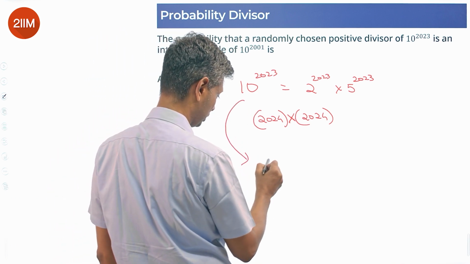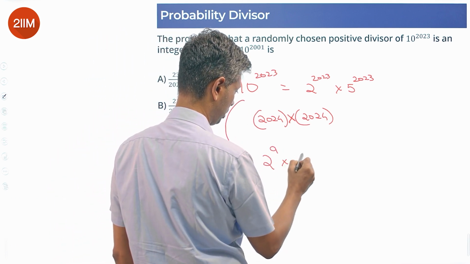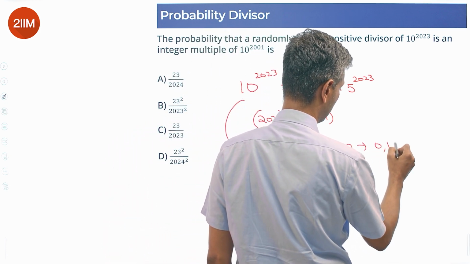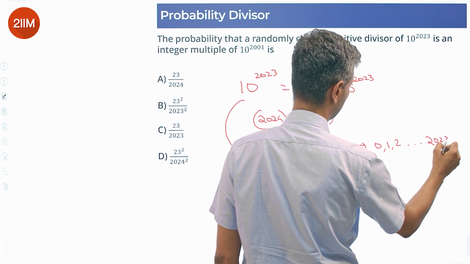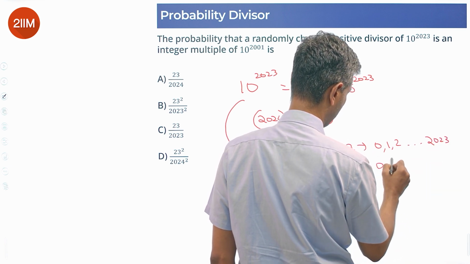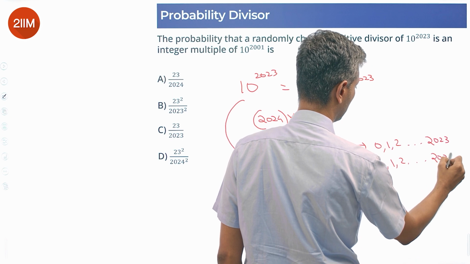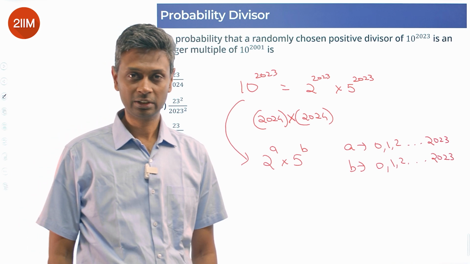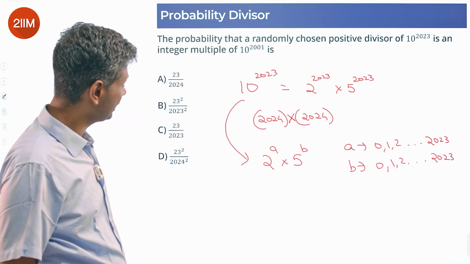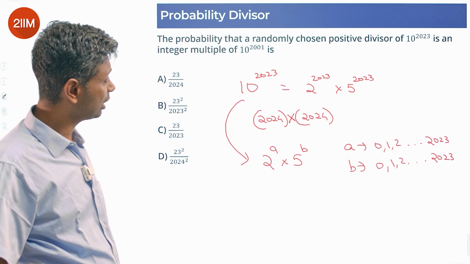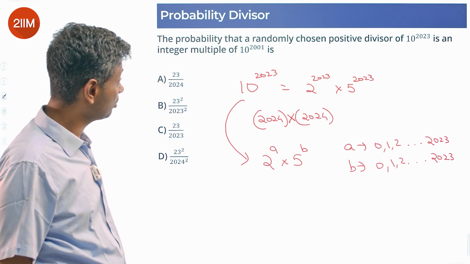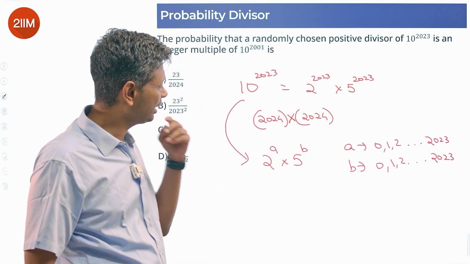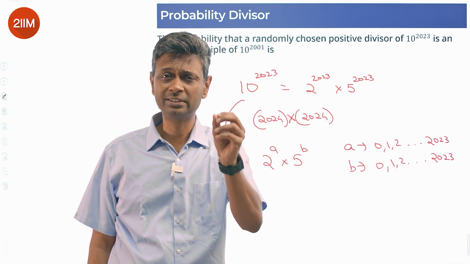Any factor of this number is of the form 2 power a into 5 power b. A can take all values from 0 to 2023. B can take all values from 0 to 2023. 2024 values each. That's why we have that many factors. Nice, brilliant. Now, probability that a randomly chosen positive divisor of 10 power 2023 is an integer multiple of 10 power 2021. Denominator is this 2024 whole square. That many factors are there for this number.